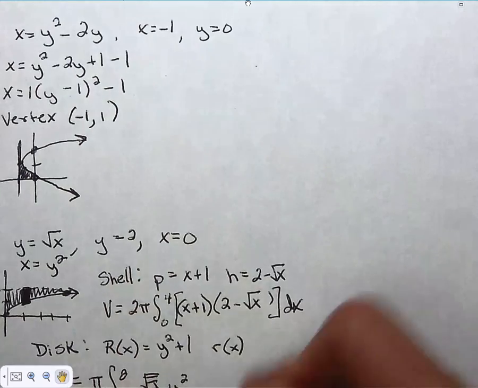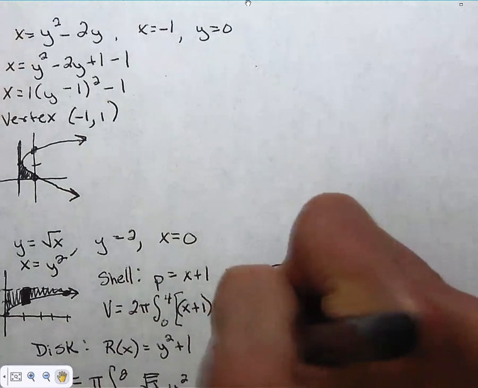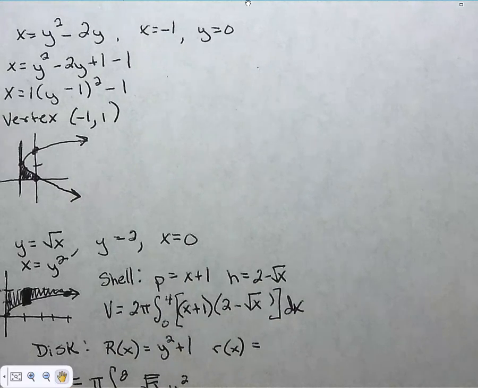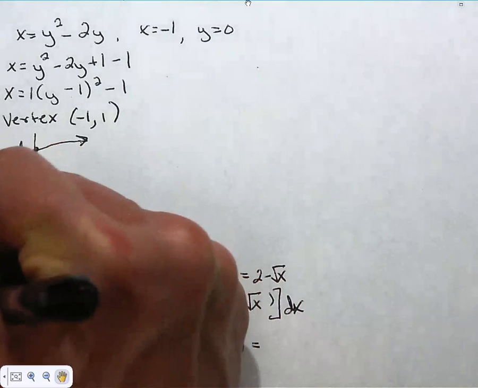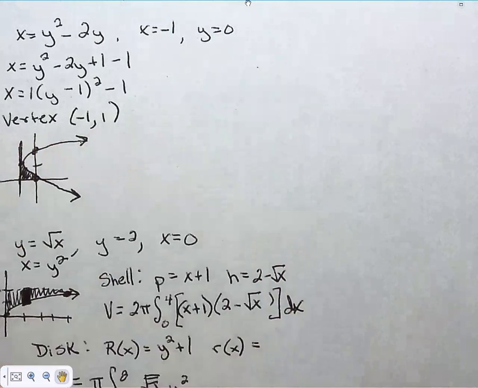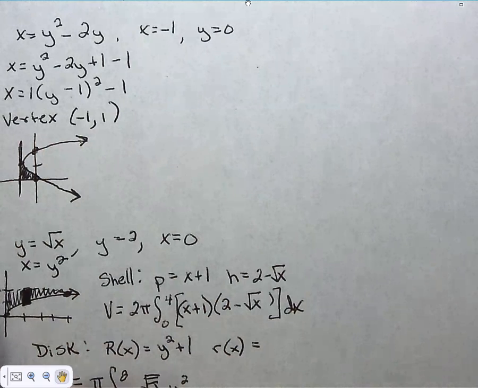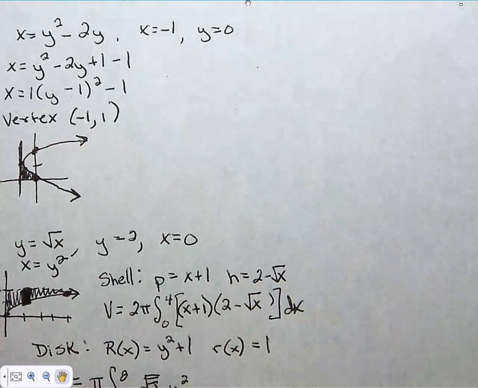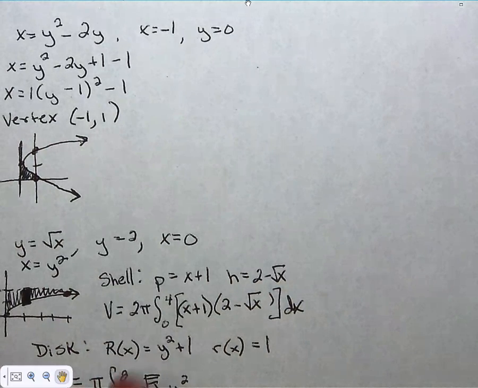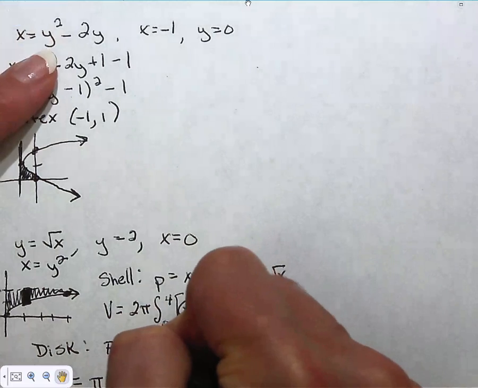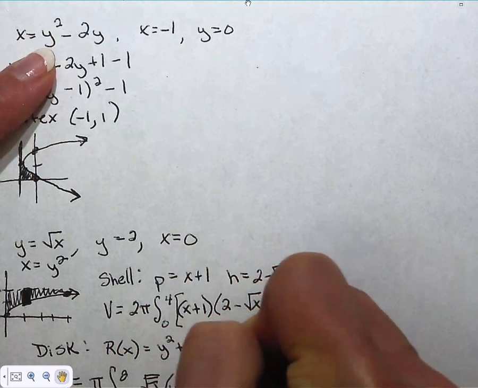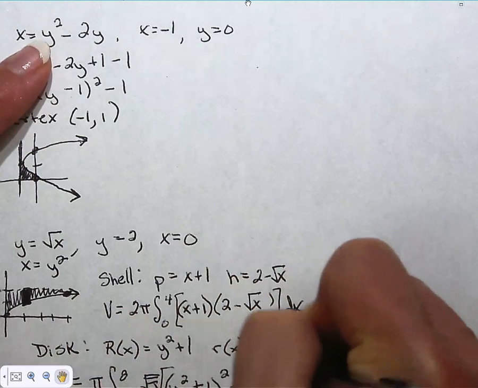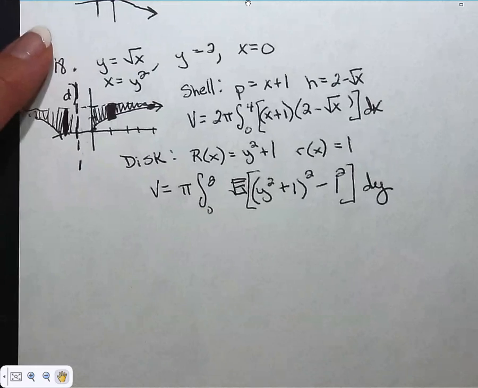And then what's the inner radius? The hole that's being bored out. There's an empty place here, the radius is 1. So by the disk method, we'd have pi times the integral from 0 to 2 of outer radius squared minus inner radius squared, dy.